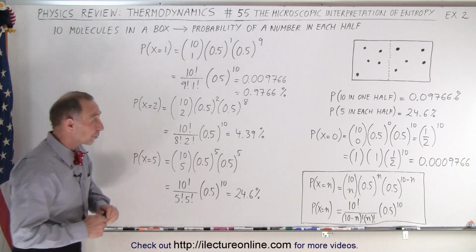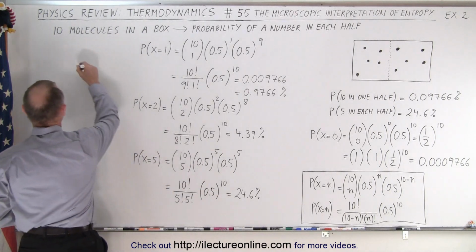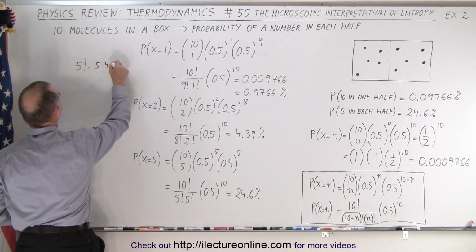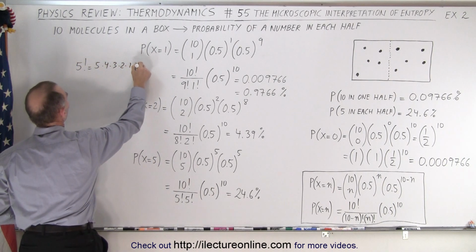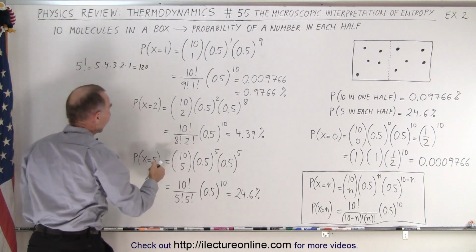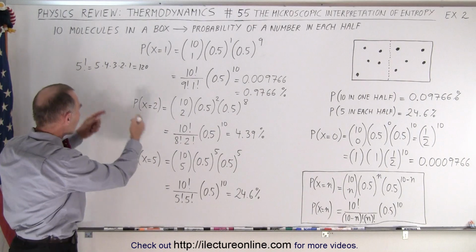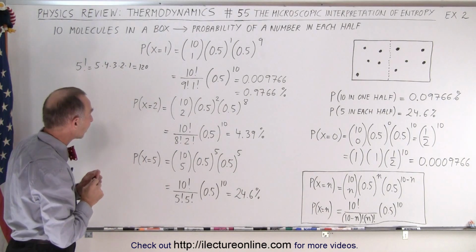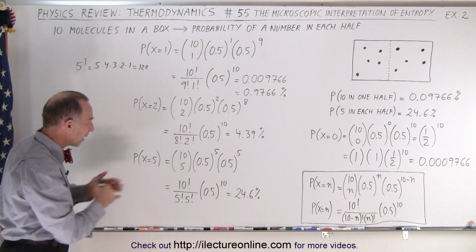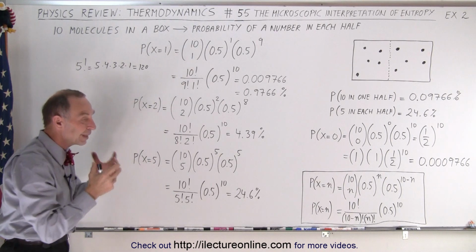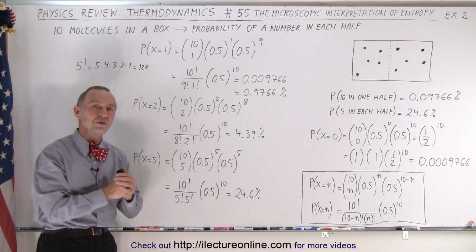If you don't remember what factorials are, for example, 5 factorial, that is equal to 5 times 4 times 3 times 2 times 1, which is 120. 10 factorial we can calculate on a calculator, it's a very big number, but at least that's how we calculate the factorials in case you don't remember. But anyway, that is how we do it. That is how we find the probability of each macrostate.